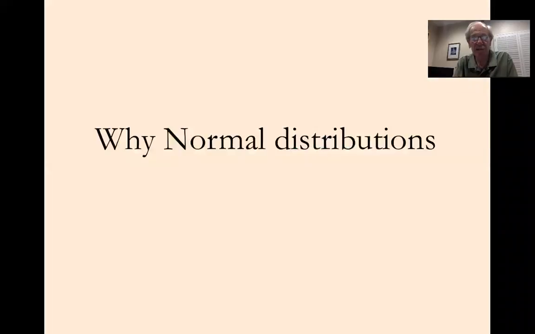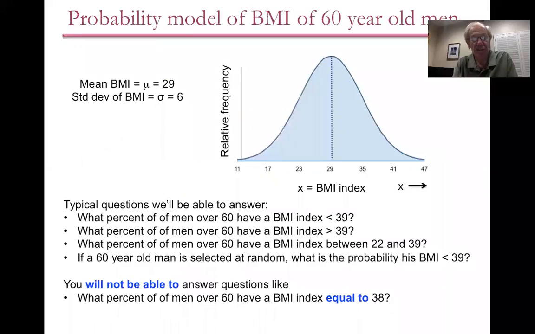So we have to standardize these things. Why do we do this? Because you want to ask a question like, what percent of men over 60 have a BMI less than, well, let's skip to the important question here. Here's our BMI for the population of all men over 60. Suppose a person comes in and has a BMI equal to 46. Well, 46 is clear out here.